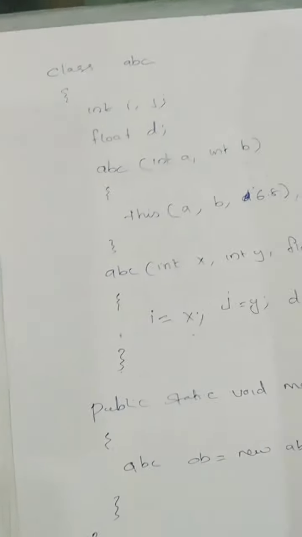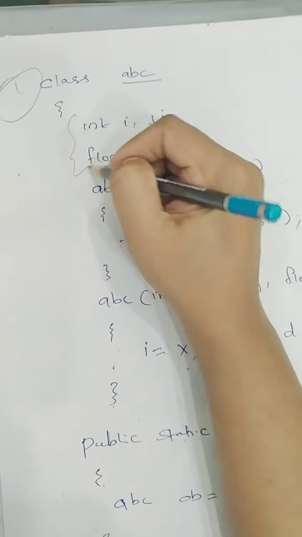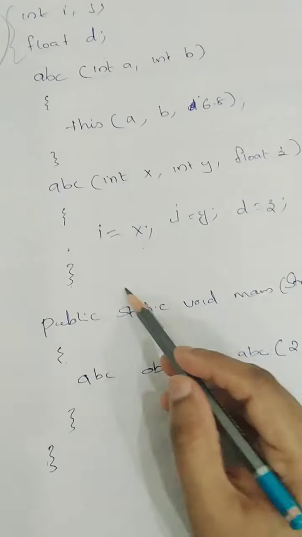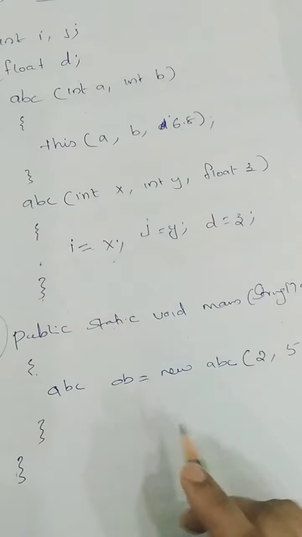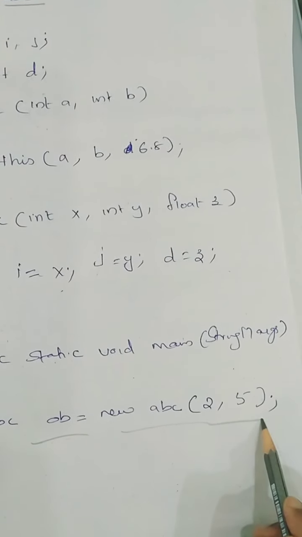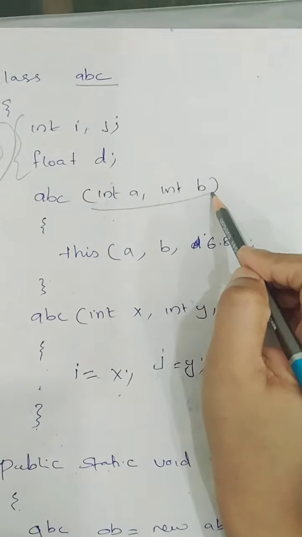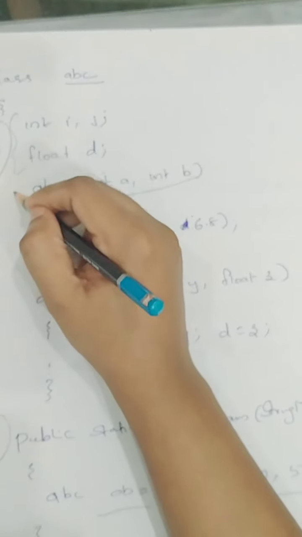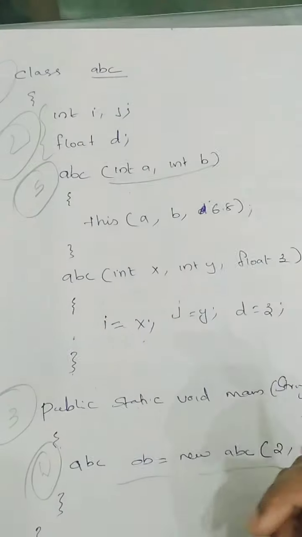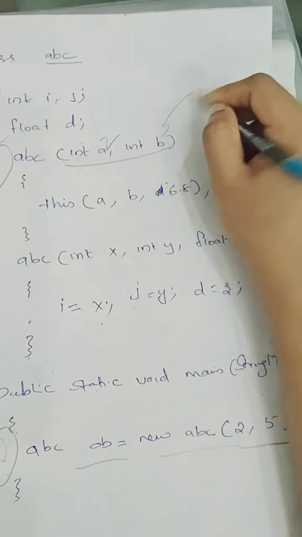So what happens here? I have created a class ABC. First it will execute it, and this will be executed. It will declare the variables, 2 integer variables and 1 float. And next it comes to the main method. There is an object creation with the 2 values. So it means that it will call the constructor with 2 parameters. Which constructor matches? This constructor matches. A will be assigned with 2, B will be assigned with 5.